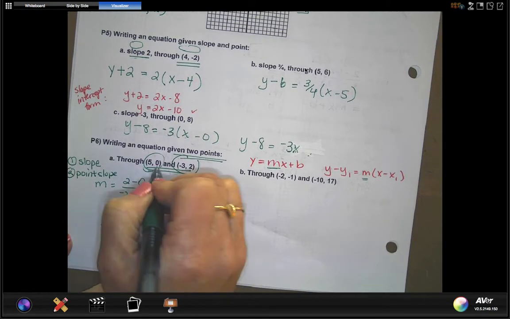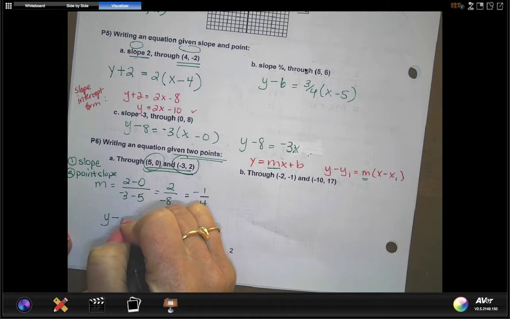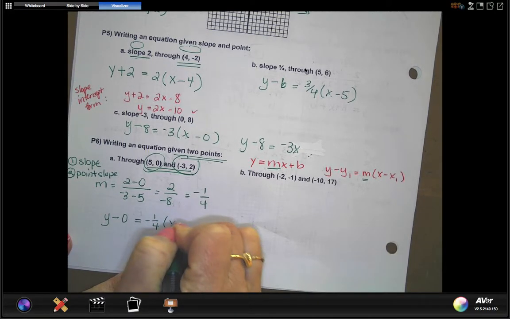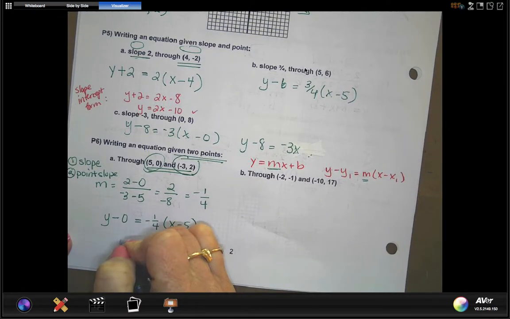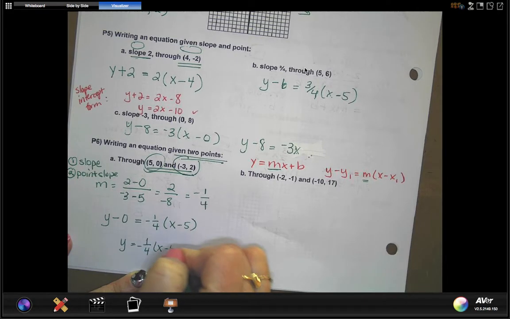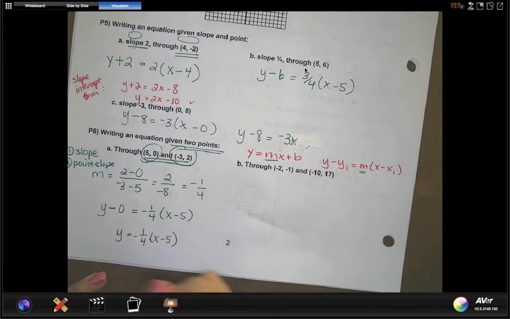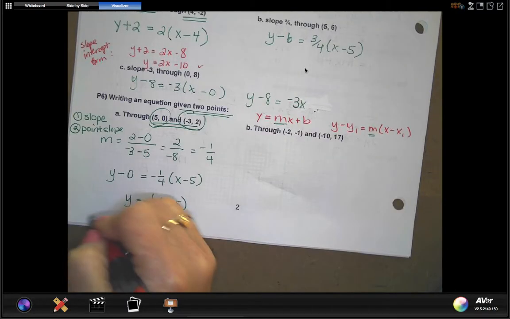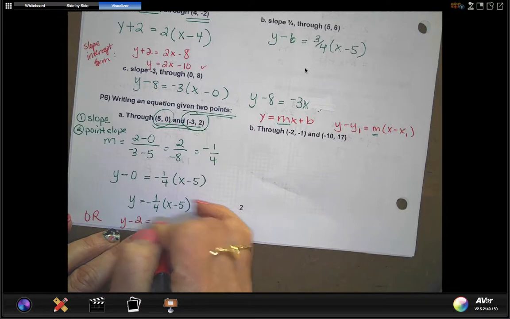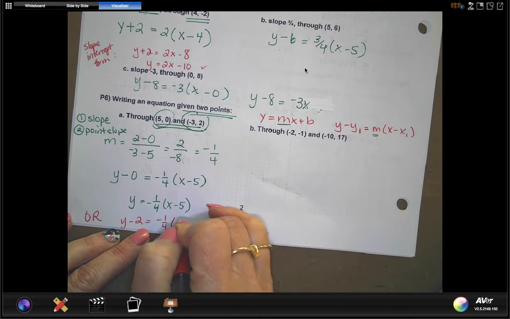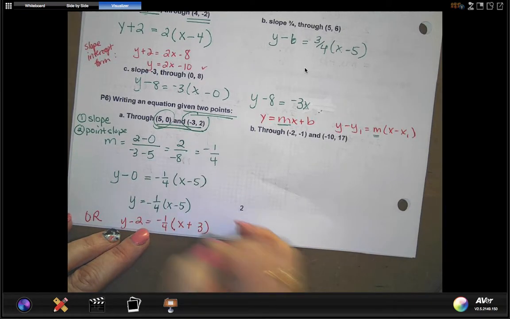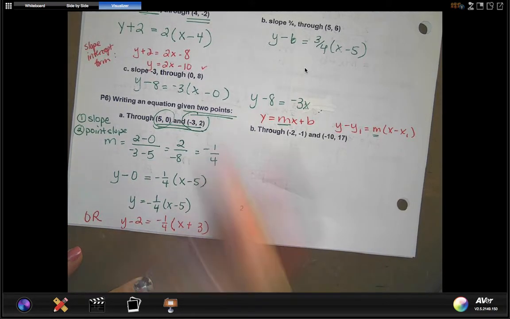That's the easiest way to do this. So I'm going to do y minus, it doesn't really matter which one I pick. So y minus 0 equals negative 1/4 times x minus 5. Again, y minus 0 is just y. So that could be my answer. Now, you could have picked the other point. So you could say y minus 2 equals negative 1/4 times x minus a negative 3, so it makes it x plus 3. Okay, either one of those would work.